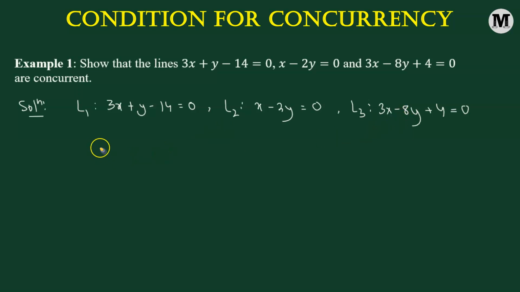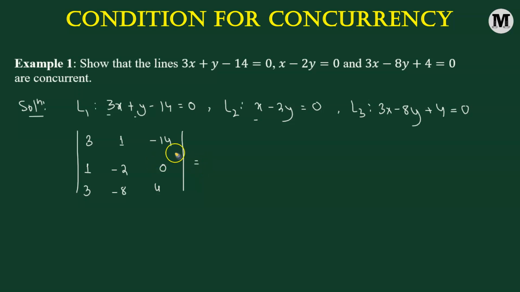To show that the lines are concurrent, we compute the 3 by 3 determinant, where in the first row we consider the coefficients of line L1. The coefficient of x is 3, the coefficient of y is 1, and the constant term is negative 14. In the second row, we consider the coefficients of line L2. x has a coefficient of 1, y has a coefficient of negative 2, and there is no constant term, so we consider 0. Then for line L3, the coefficient of x is 3, the coefficient of y is negative 8, and the constant term is 4.